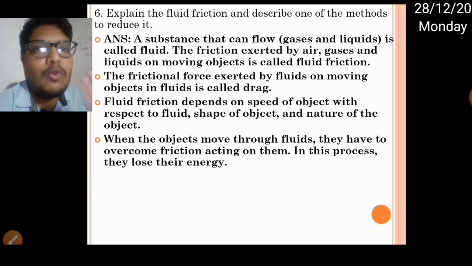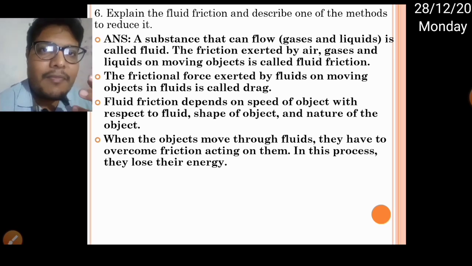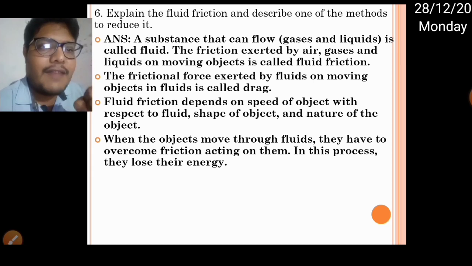When the objects are moving, as I told you, there will be some friction. So to move ahead, they have to overcome the friction, right? And in this process, they are losing their energy. They lose their energy to move ahead, right?